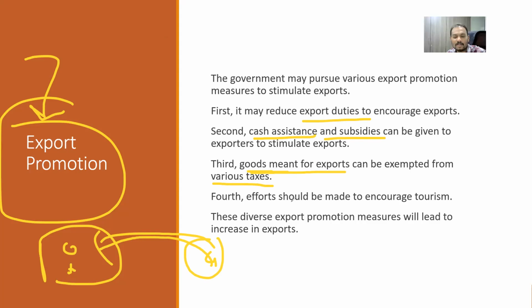And look at the fourth one. Effort should be made to encourage tourism. Tourism is a service sector, my dear students. If more and more foreigners are coming to India, foreigners are going to spend on Indian goods. So we are going to receive foreign currency. I repeat this once again. Tourism is an industry by itself, a service sector. If government is encouraging tourism, it means that more and more foreigners are going to come to India. When more and more foreigners come to India, they are going to spend foreign currency in India. So in other words, we are going to get foreign currency if more and more tourists visit India.